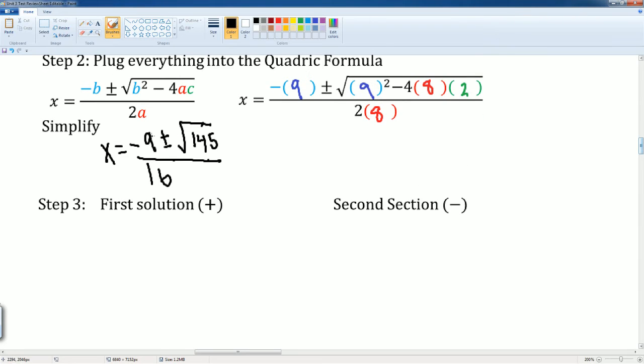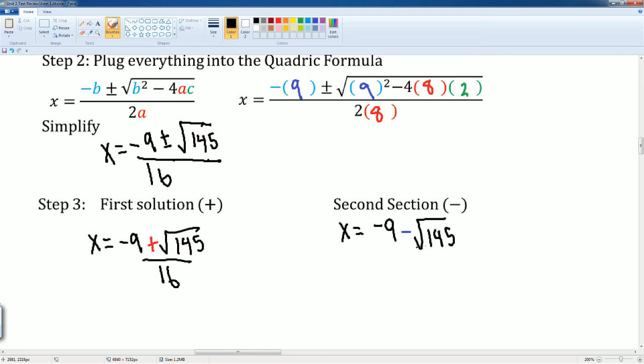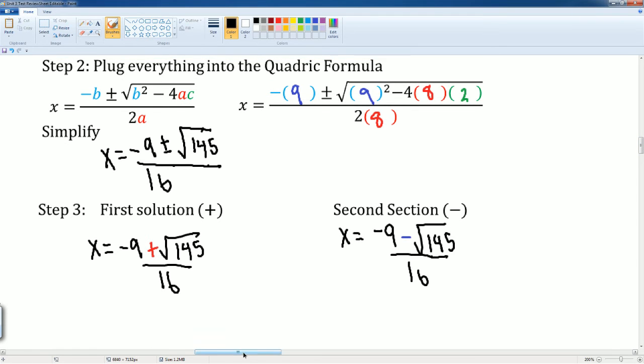So your first solution would be the adding one. So x is equal to negative 9 plus the square root of 145 divided by 16. Leave it here. Then you also have x is equal to negative 9 minus the square root of 145 divided by 16. There you go. That is how you solved it.